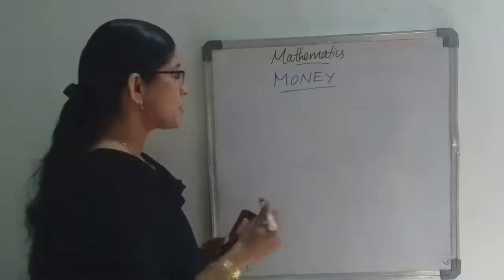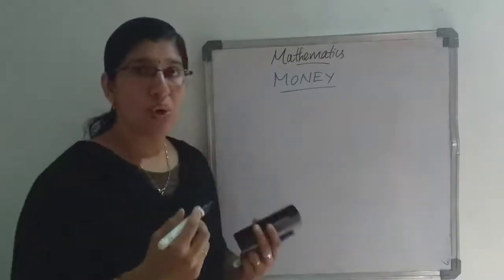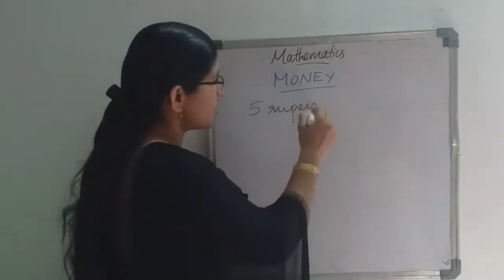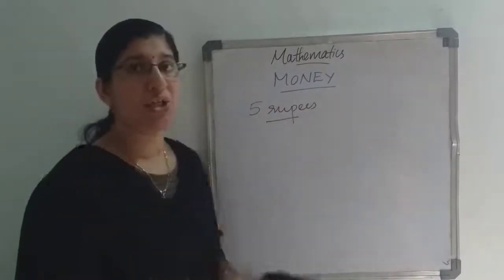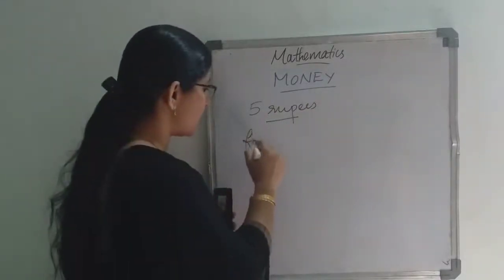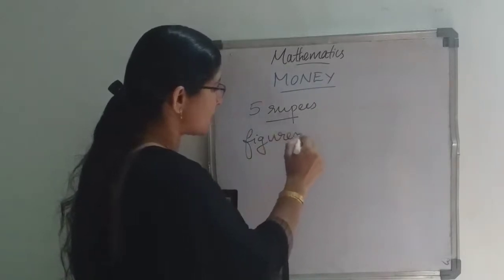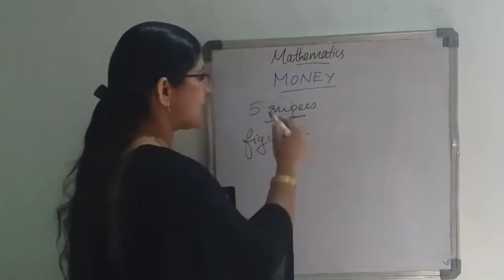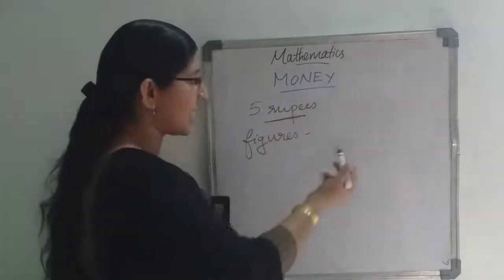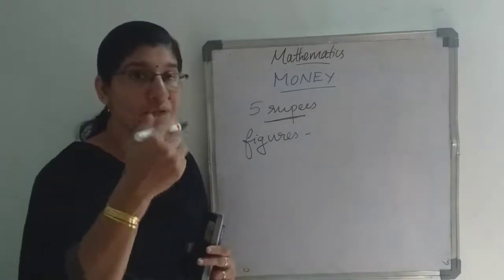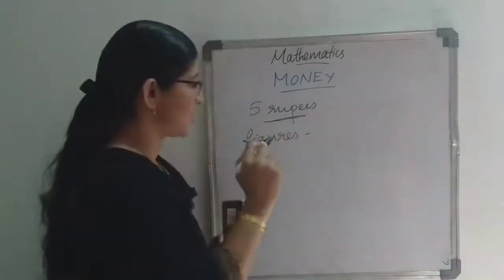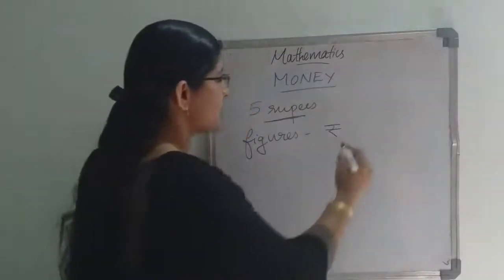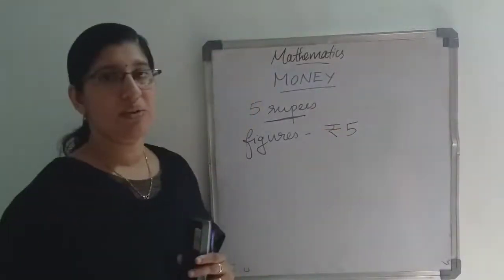Please listen here. Suppose I want to write the cost of a Munch. It is 5 rupees. This 5 rupees is given in words. We need to write it in figures. Writing in figures means you need to write in numbers. Whenever we are writing in words, rupees comes on the second side. But whenever we are writing in figures, we need to put the symbol first. If it is 5 rupees, how will you write? The rupee symbol you need to write first. After that, you write 5. So this is called 5 rupees.